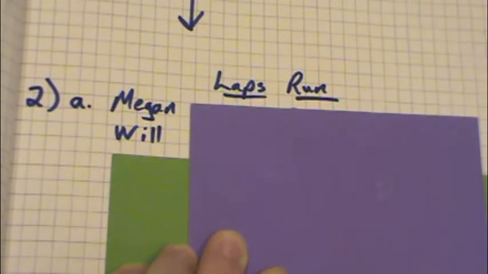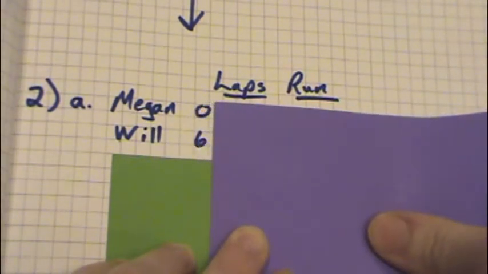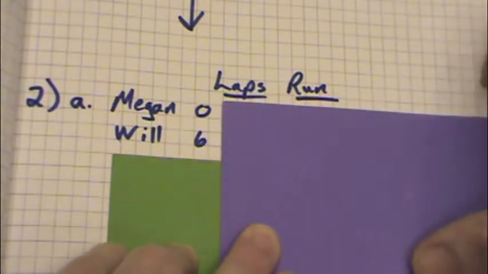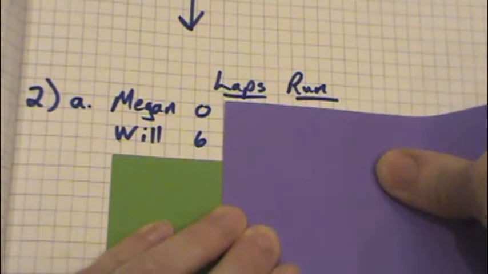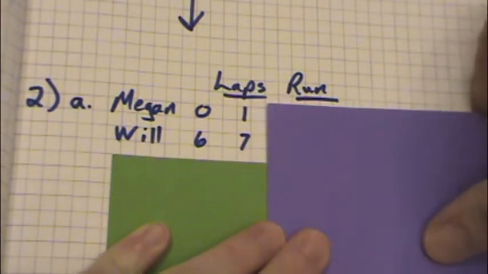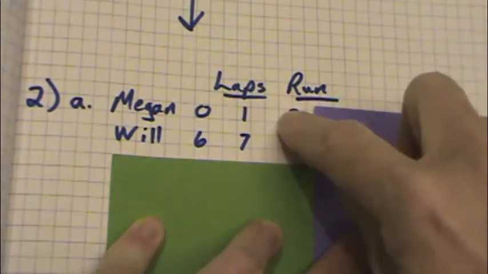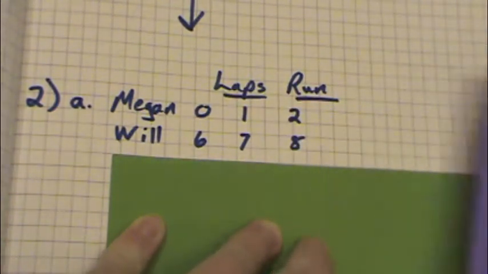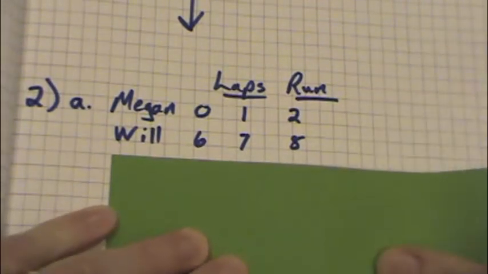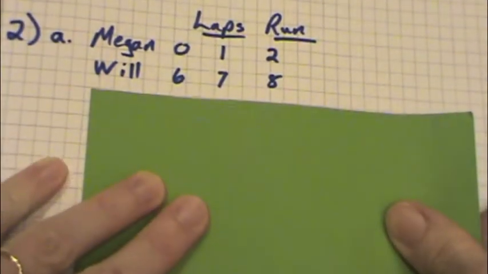So we know that Will gets to the track early, and he does 6 laps on his own before Megan even gets there. So Megan's run 0 laps, Will's already run 6. But then they run at the same pace. So by the time Megan has run 1 lap, Will has run 7. And then when Megan has run 2 laps, Will has run 8. You could continue this pattern going if you need to. I'm going to say 3 for the sake of saving your time at the moment.